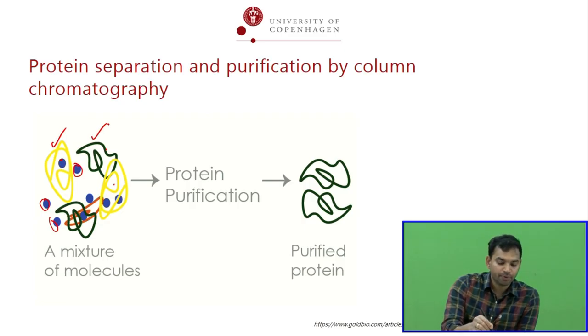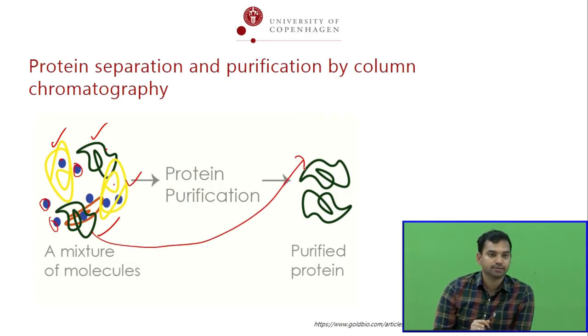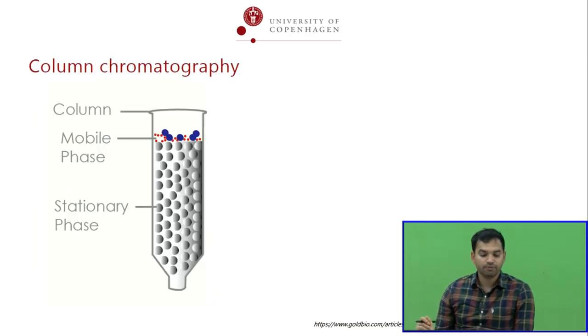But we want only proteins separated, right? Imagine I just wanted to separate the green color protein here. How do we do that? And there's a lot of options. Let me take one by one.